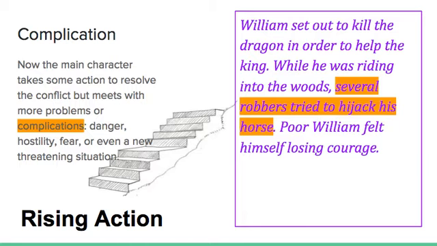Complication, that's moving up towards the climax. So these are the problems that will be encountered as William attempts to solve the problem. William set out to kill the dragon in order to help the king. While he was riding into the woods, several robbers tried to hijack his horse. Poor William felt himself losing courage. So here's this William hoping to go out and solve the main conflict of this dragon, but he runs into a complication, and that's that these robbers try to steal his horse from him.